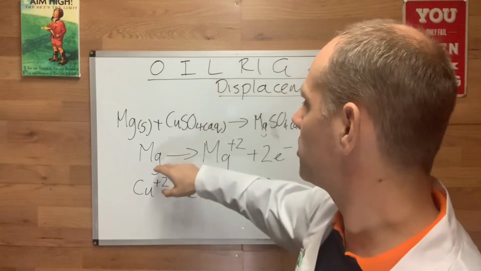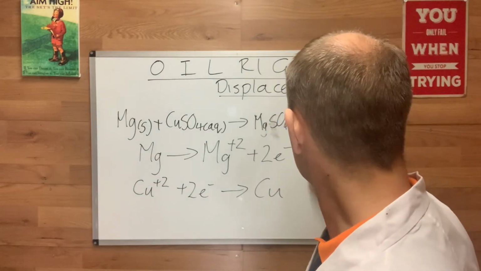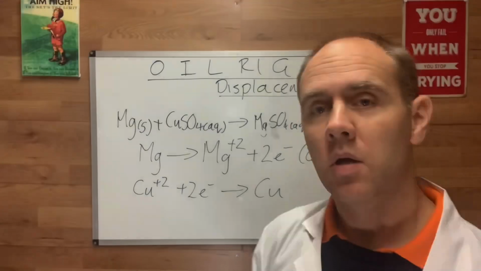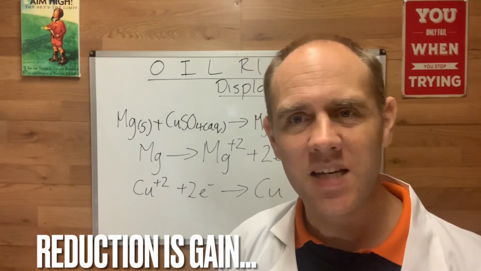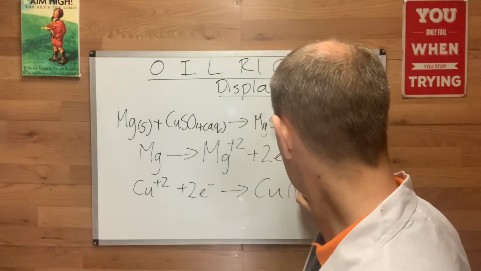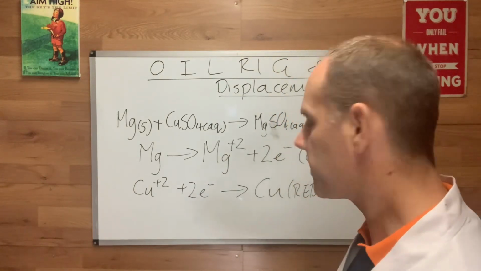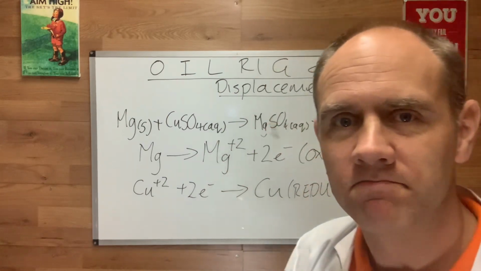So what we now see is magnesium loses electrons. Oxidation is loss. The magnesium has been oxidized. The copper has gained electrons. It has been reduced. That's it.